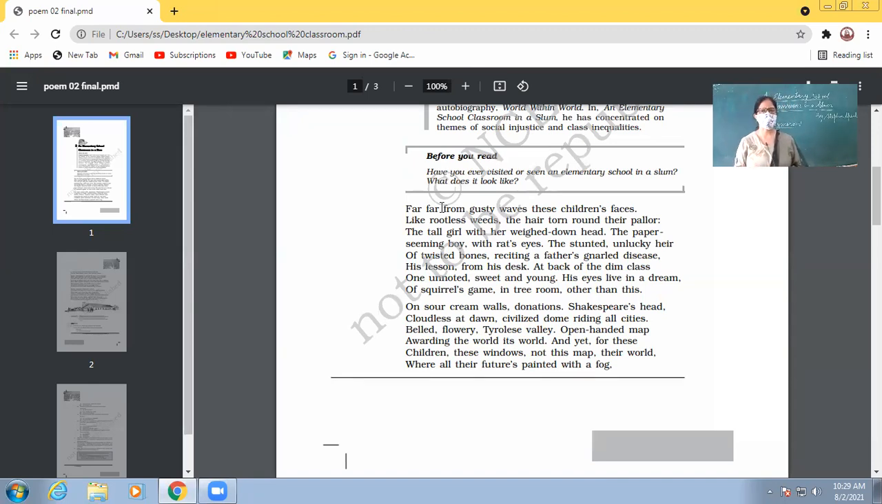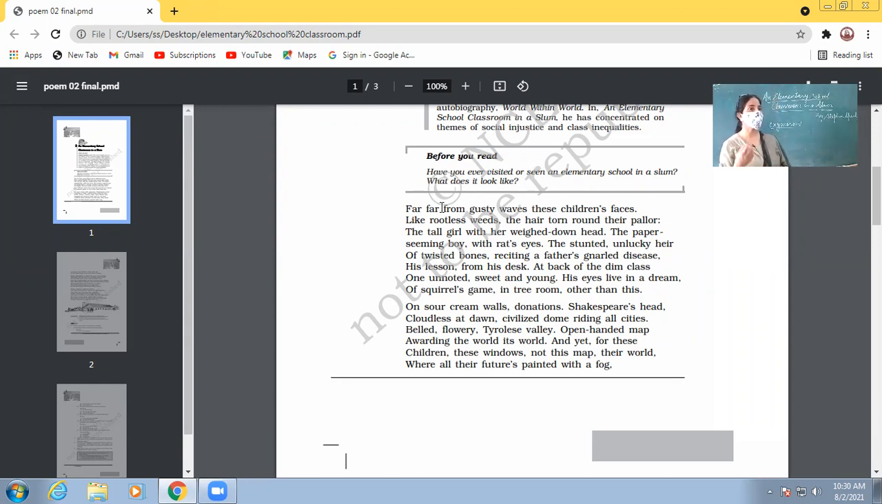Then the third child, the paper-seeming boy with rat's eyes. The poet is actually looking at the class with all the children. The first child was the one who had a pale face and his hair was all scattered over his face. The second was a girl who seemed to be overaged and seemed to be embarrassed. And then there is a child who is a paper-seeming boy with rat's eyes. What is paper-seeming? Which looked like paper, meaning very thin. Then there is a very thin boy whose eyes look like a rat's.